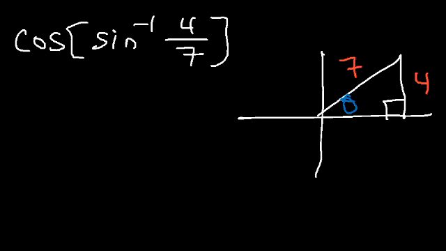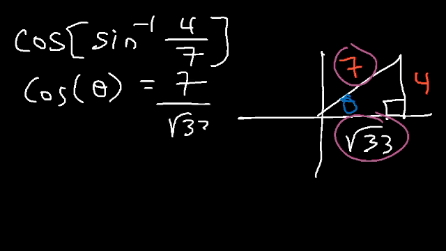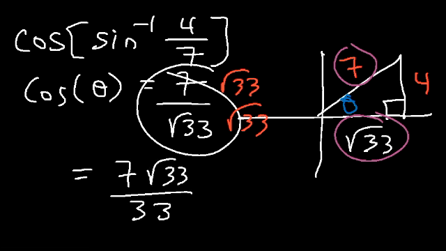What's 7 squared? 7 times 7 is 49, and 4 squared is 16. So the difference of the squares, 49 minus 16, that's going to be 33. And then we have to take the square root of 33. So it's root 33. So we're looking for cosine theta, which is adjacent over hypotenuse. So it's 7 over root 33. That's the answer. But wait, we do need to rationalize it. So the final answer is actually 7 root 33 divided by 33.